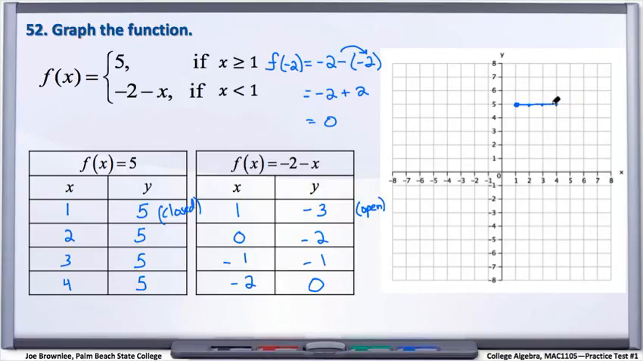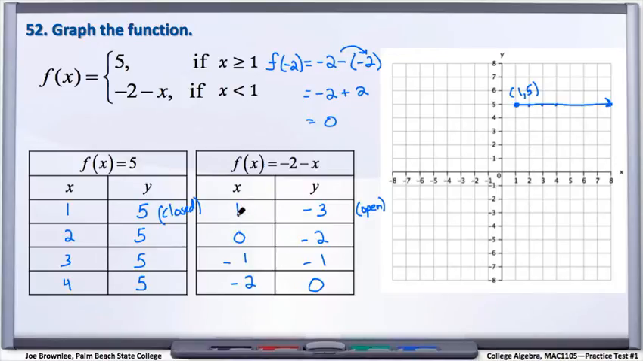So we end up with a constant here, a straight horizontal line that starts at x equals 1 and goes to the right. And again, this is a closed circle. This point here at 1, 5 is a closed circle because our inequality was greater than or equal to. Or equal to means we're going to go ahead and close that circle in.